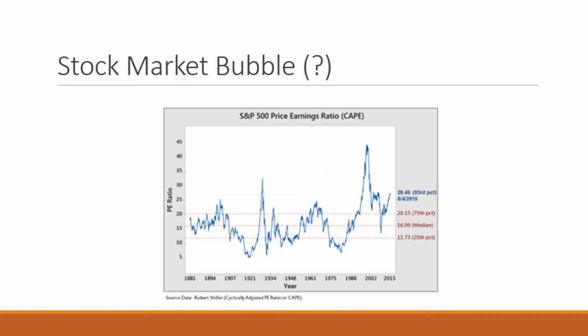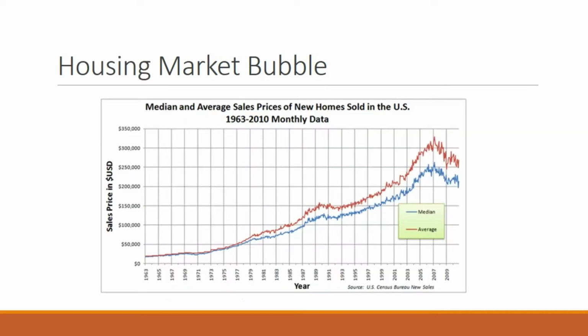Now the question is whether we're in another bubble at the present time. Starting in 1988, the markets went up dramatically. They came down again in 2015, but now they're on an upward spike again. And the question is whether this is a bubble or just a temporary phenomenon that will revert back to the mean.